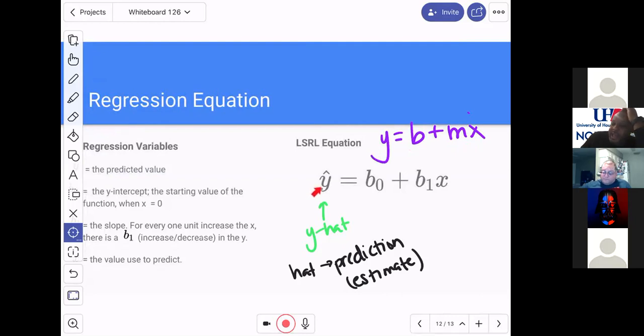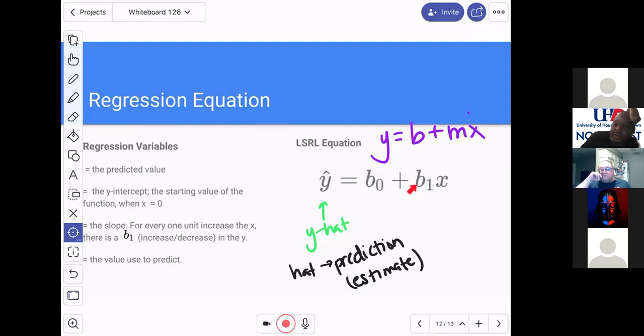Here we have y hat equals, this is called beta naught or b0. It's the y-intercept. It's your starting point of the function. It's the starting point of the equation. It's when x equals 0, here's what you're going to be at. This right here is called the slope. b1 is the slope.